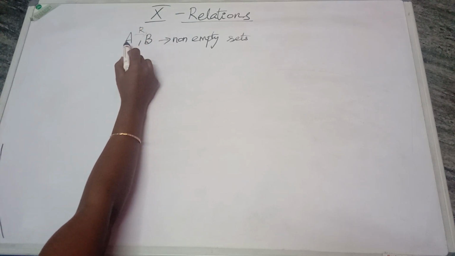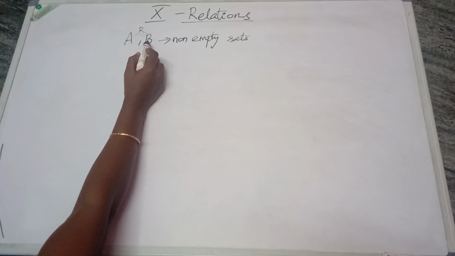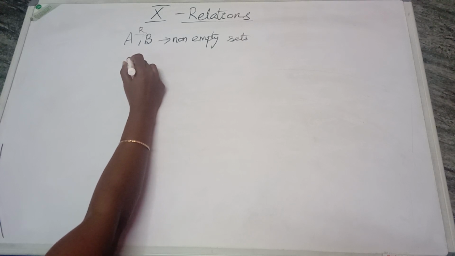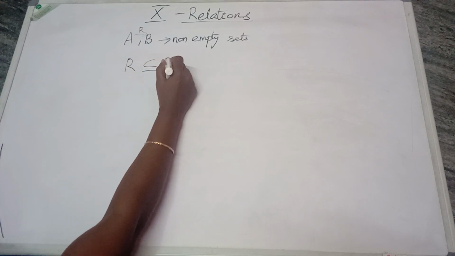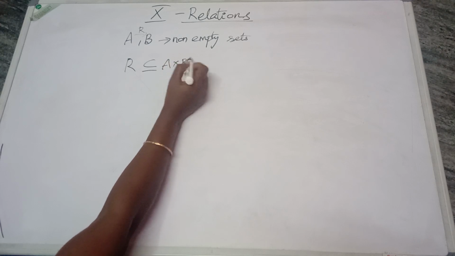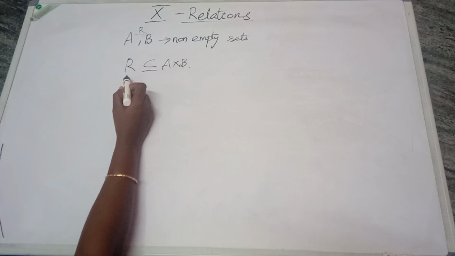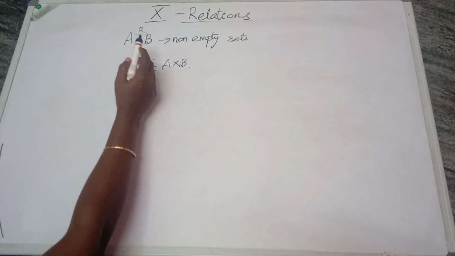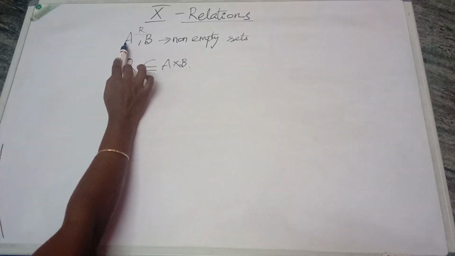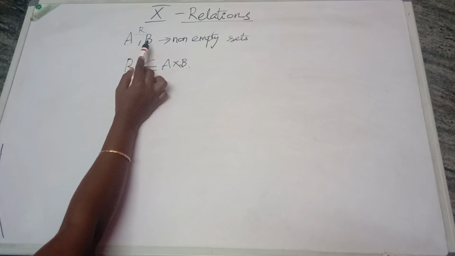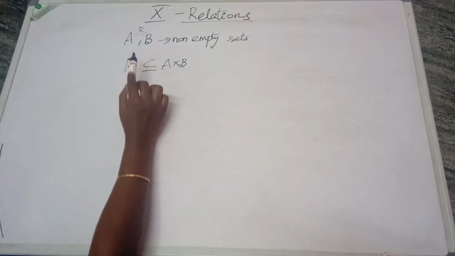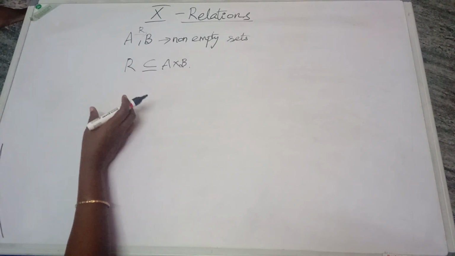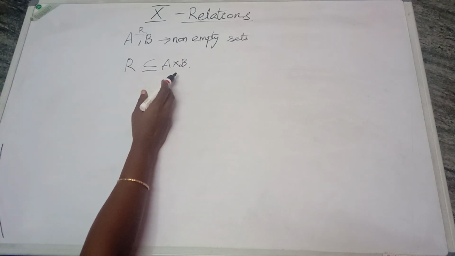A relation R from the set A to the set B should be a subset of A cross B, and this relation satisfies some specific condition. A relation from the set A to set B satisfying some specific condition is called a relation. Such a relation should be a subset of A cross B.